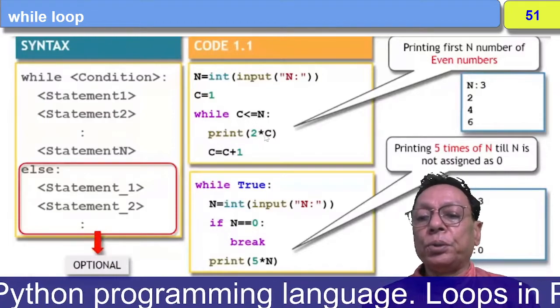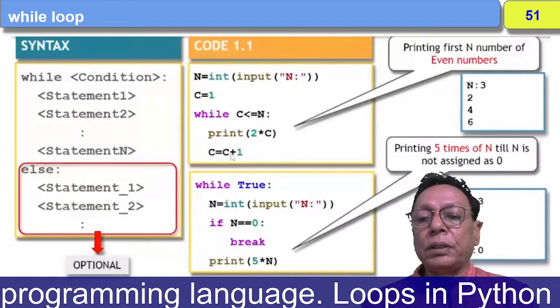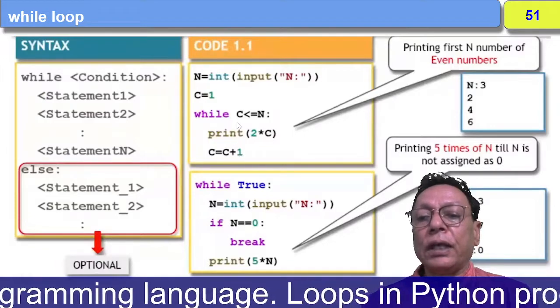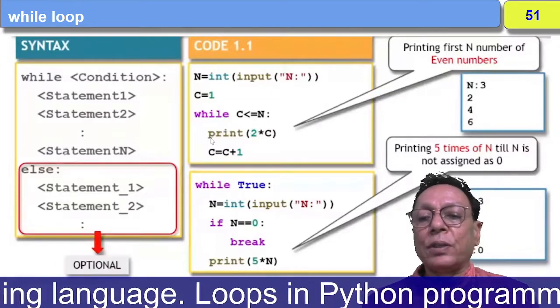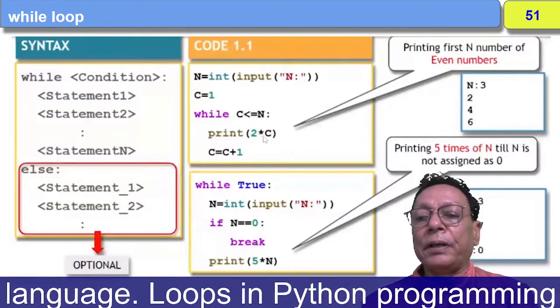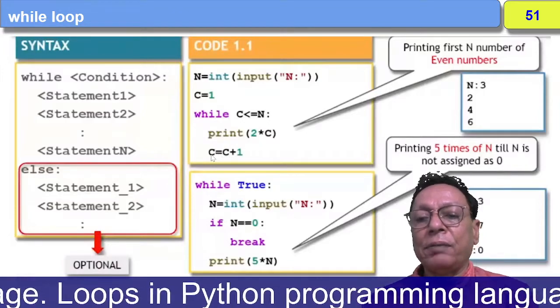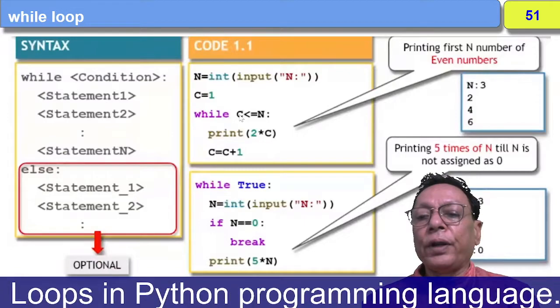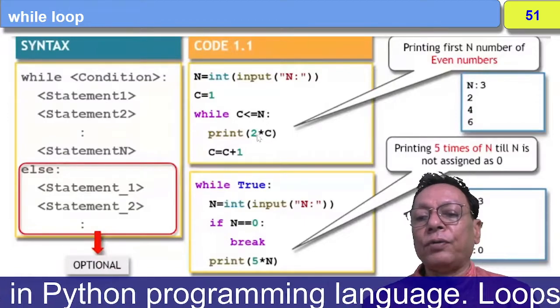So 2 into 2 is 4. Now c is equal to c plus 1. This becomes 3, and 3 is less than or equal to 3. So it will follow these two statements once again, and this time it will print 6. And after this, c is incremented and c becomes 4, and 4 is not less than or equal to 3, and that is why it comes out of the loop.